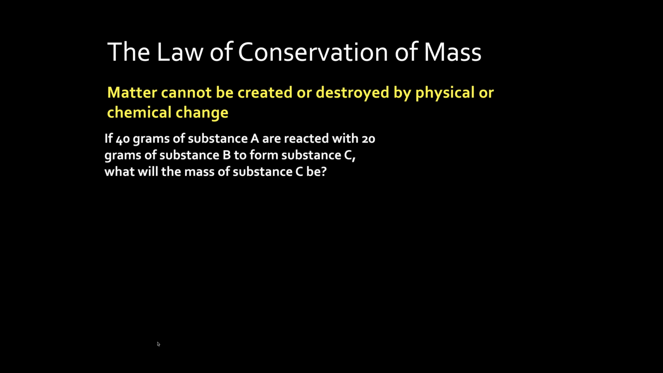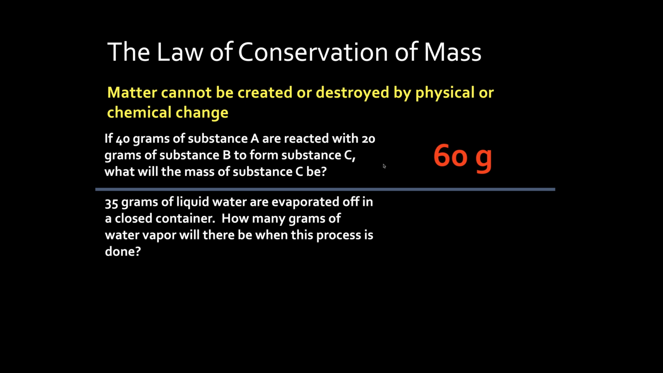So if we react 40 grams of substance A with 20 grams of substance B, that gives us a total of 60 grams of substance that we reacted. So if the only substance we form is C, substance C will have to have a mass of 60 grams, because the mass reacted must equal the mass of what's formed. 60 grams.